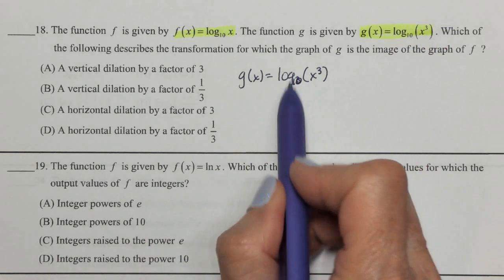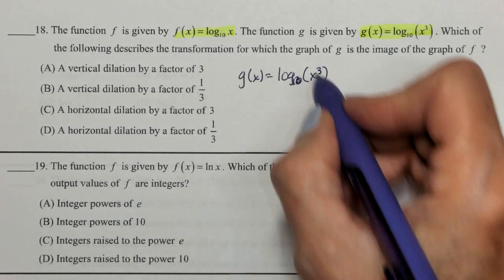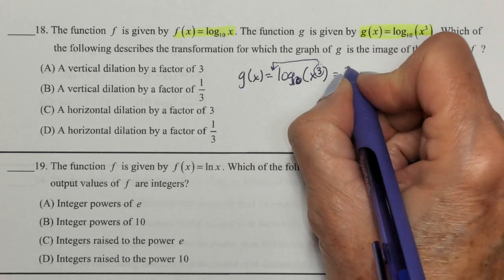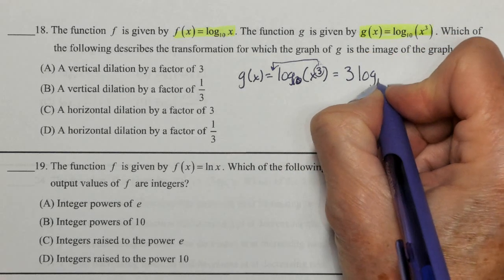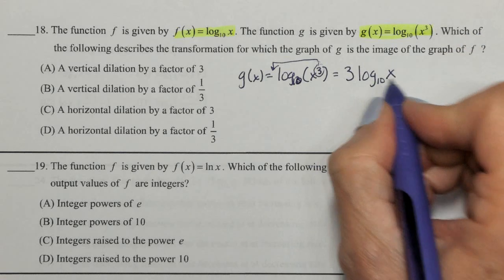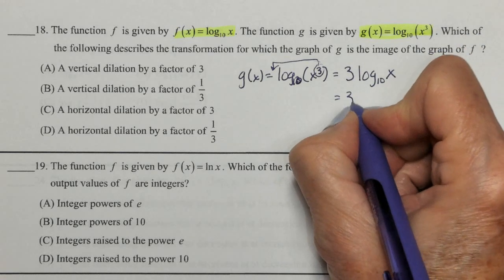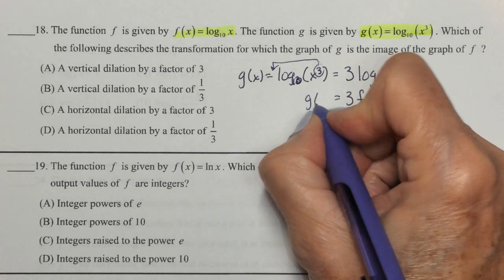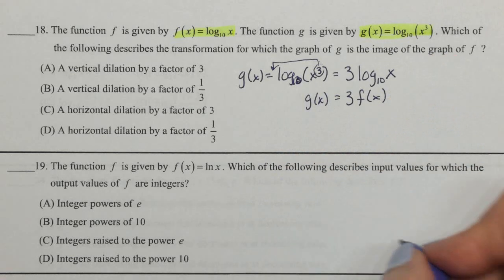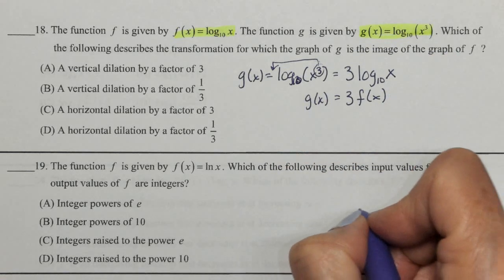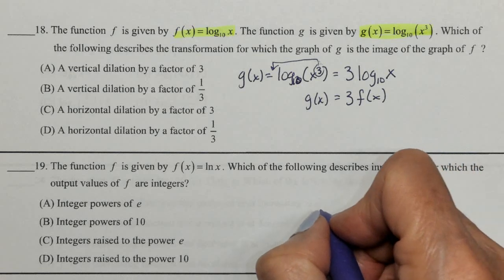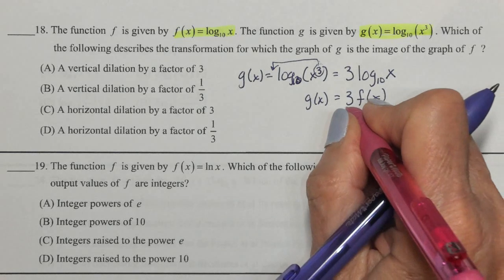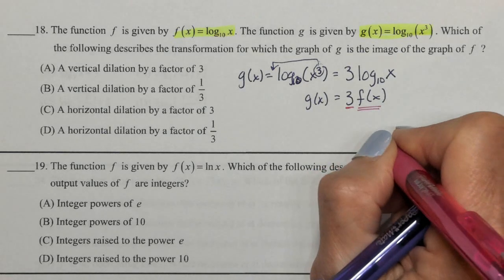I want to morph this to where it has an f of x in it. So I'm going to move the power to the front of the log, and that's going to make it 3 log base 10 of x, which is exactly f of x. So this is 3 f of x. So g of x is equal to 3 times f of x. That is a vertical dilation of factor 3. Way back from unit 1, a vertical dilation of factor 3 is when you multiply a number times your function.